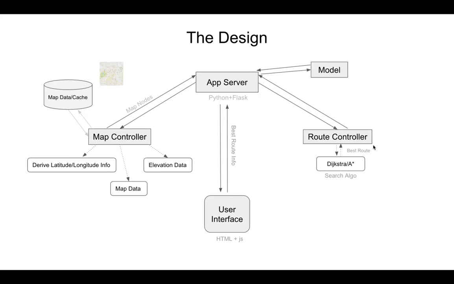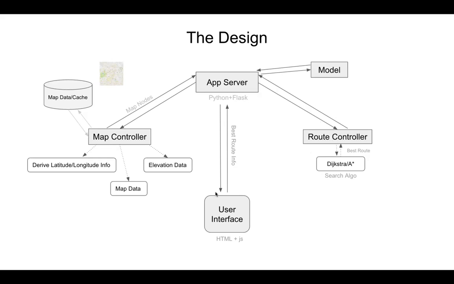The route controller is then invoked with this derived information. Based on the user's choice, if they require the maximum elevation or the minimum elevation, a suitable optimization algorithm is used to return the best possible route. Here we'll either use Dijkstra's or A star. The checkpoints along with the path are also returned to the app server for further processing.